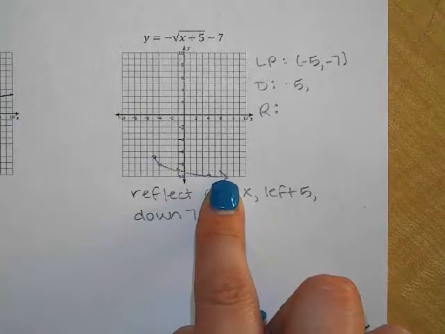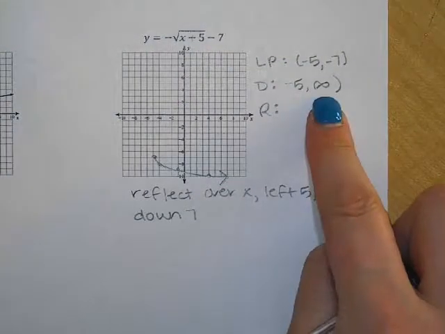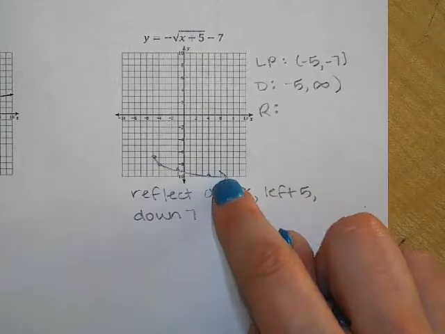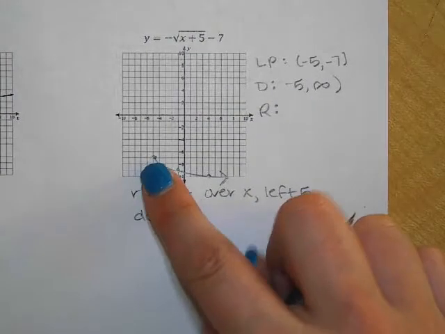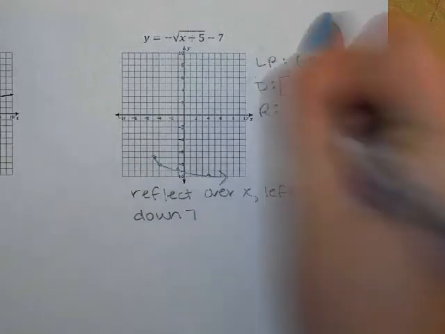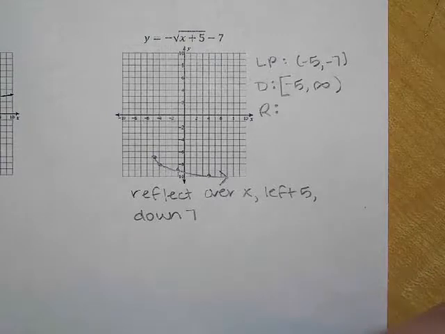So what are we going to put? Positive infinity. And positive infinity is always going to get a parenthesis because we can't actually say, oh, that's where infinity is. What about the -5? Does that get a parenthesis or a bracket? A bracket. Okay. And then for range, we're going to say from the bottom to the top.